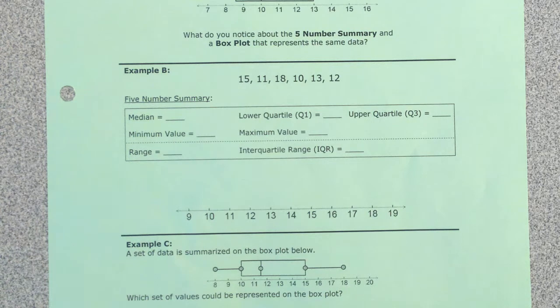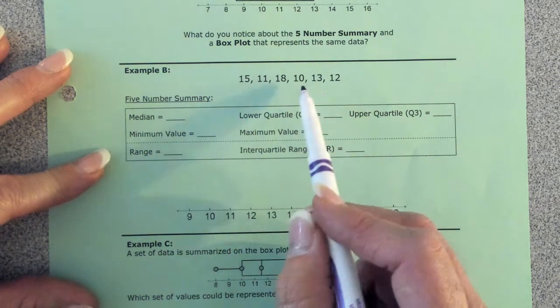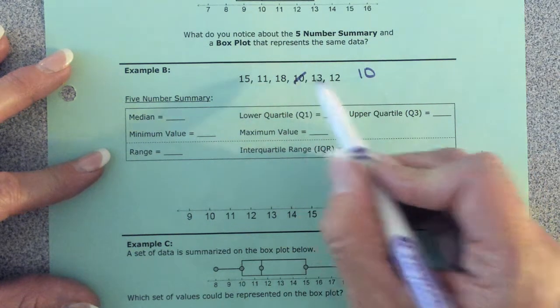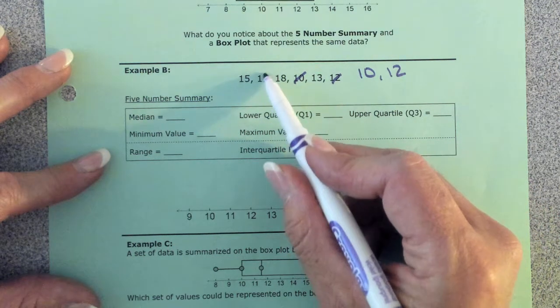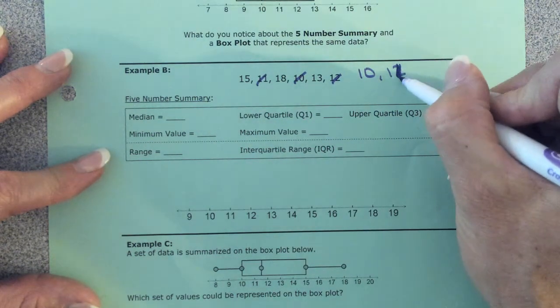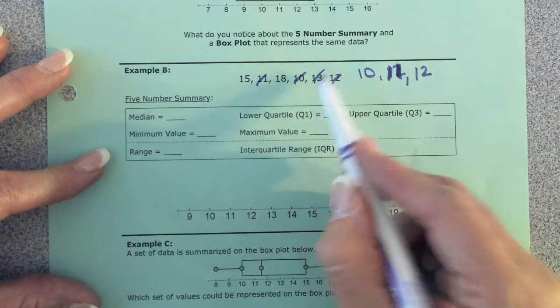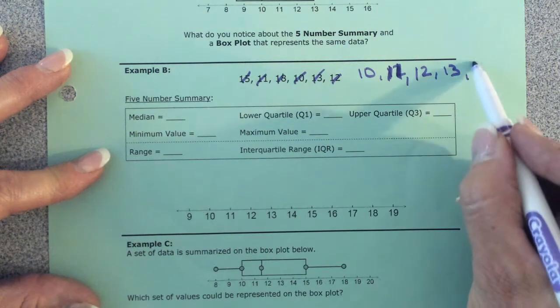Okay, in example B, we want to put these in order from least to greatest. So my lowest is 10, and then 12. Oh, I forgot 11. All right, so 10, 11, and then 12, and then 13, 15, and 18.